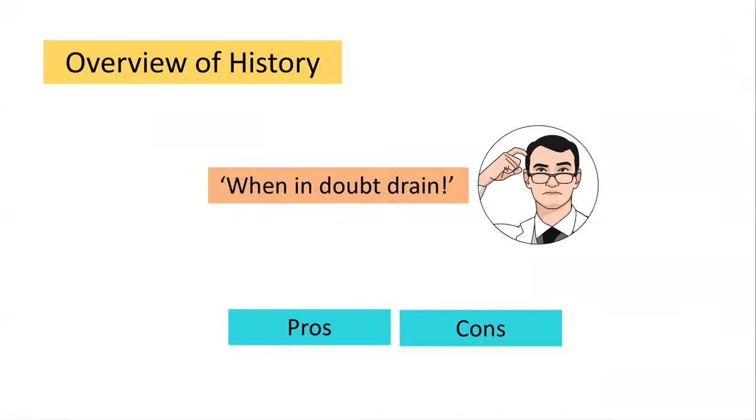Previously, in the past, since 1887, there was a surgeon called Allingham who suggested: when in doubt, put a drain. But this, however, elicited great criticism. And then they demonstrated the pros and cons of drains.